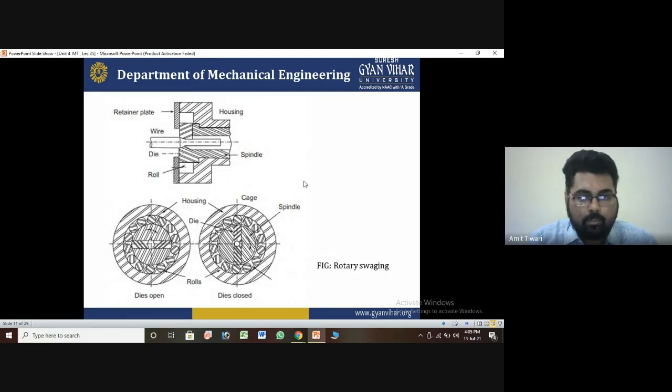You can see this diagram. This is a rotary swaging machine. You can see what happens in the upper part, in this section. This is the retainer plate. Both of these plates are retainer plates, and this is the housing of this section. This is the upper part, and this is the lower part. This is the spindle portion, and this is the die portion.